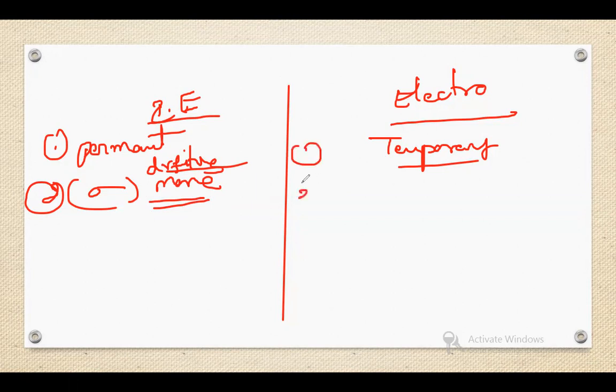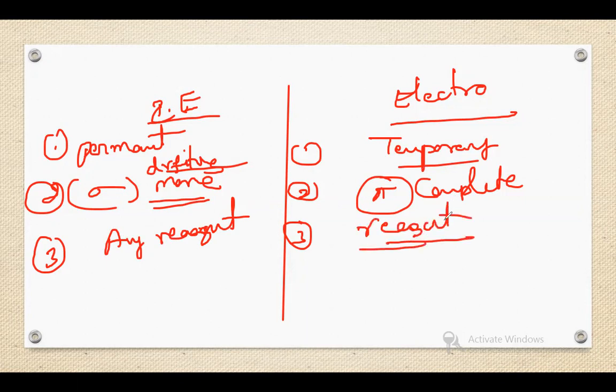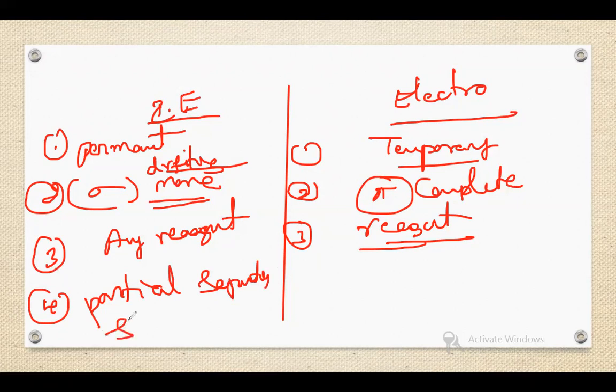In the electromeric effect, there is a complete transfer of pi electrons from any one of the bonds. The inductive effect doesn't require any outside or attacking reagent, but the electromeric effect takes place only in the presence of an attacking reagent. The inductive effect involves partial separation of charge without forming ions.